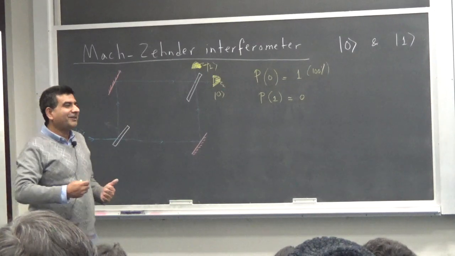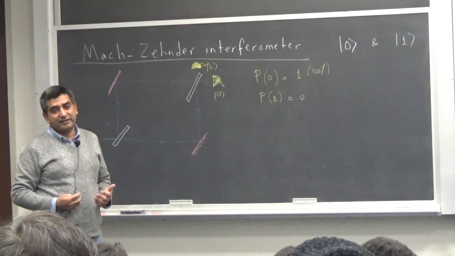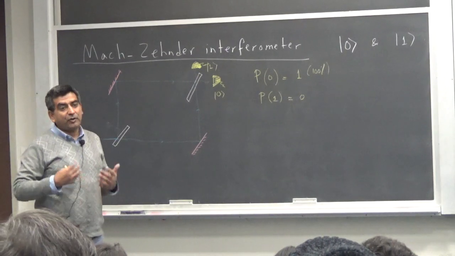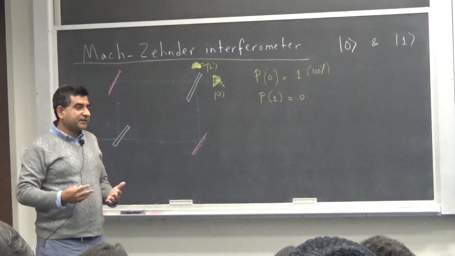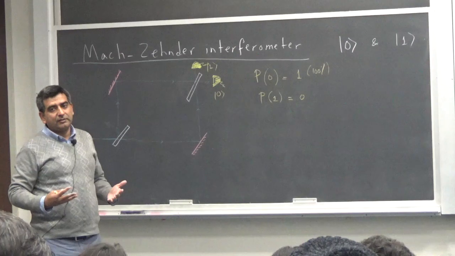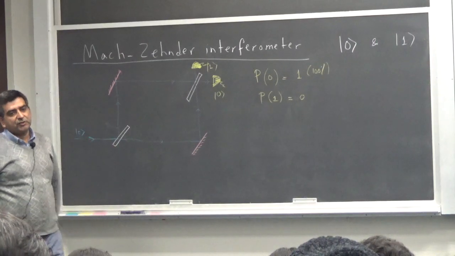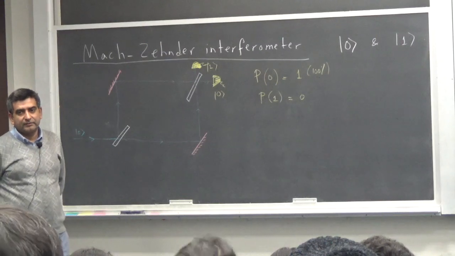But if, before you are able to do the experiment, you want to predict which detector clicks, that's called an a priori probability. Then quantum mechanics can tell you for certain what the probabilities are. Alright, so this is the probabilistic nature of doing experiments in quantum mechanics.